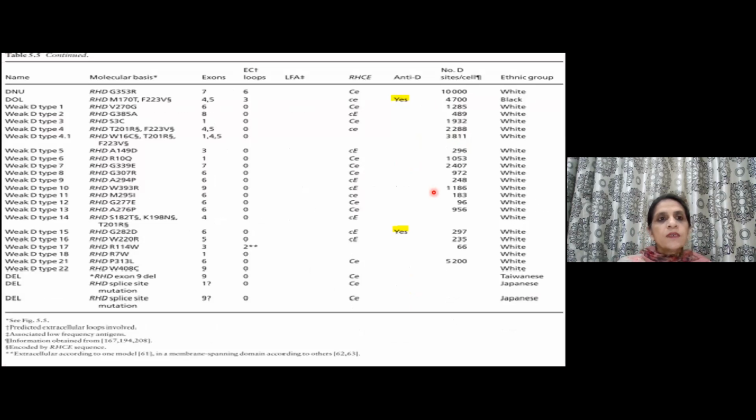And if we look at the weak D variants, these are all the weak D subtypes, a few of which have been listed over here. Just weak D type 15 has been shown to make anti-D. And now there are even a few reports of weak D type 1 and 2 which have made anti-D. So most of the weak D types usually do not make anti-D, and they are usually seen in whites. And the DEL types, as we can see over here, these last 3 other DEL types are seen in Taiwanese and Japanese populations. Over here, the antigenic sites are very few, less than 30.